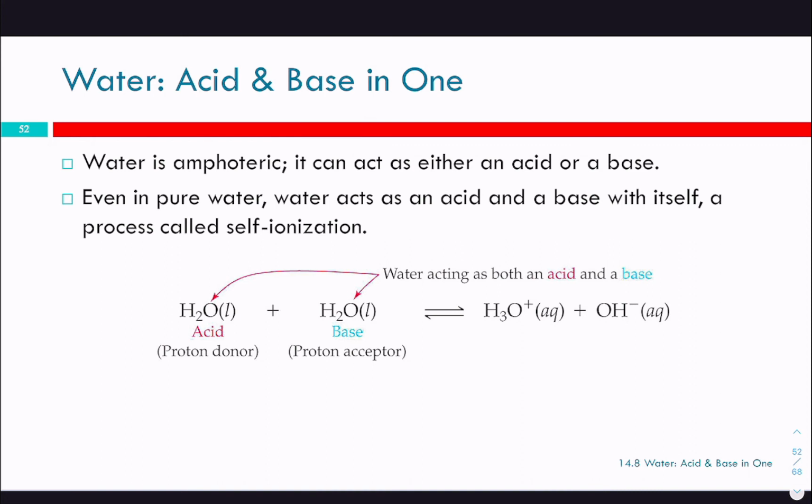So water is amphoteric. It can act as either an acid or a base. Talked about this up top. Even in pure water, water acts as an acid and a base with itself in a process called self-ionization. So there's always some water reacting with some other water, and they're exchanging hydrogens one way or the other. So one becomes H3O plus, the other one becomes OH minus. And then they'll swap those back, and they'll swap with other ones. And this is just a constant process that's happening in water. Again, this is a dynamic equilibrium.